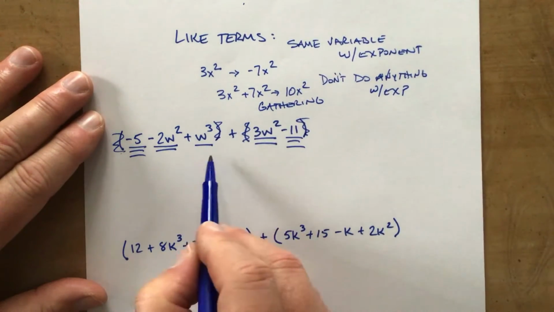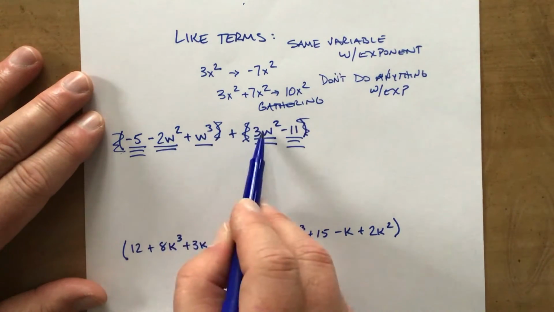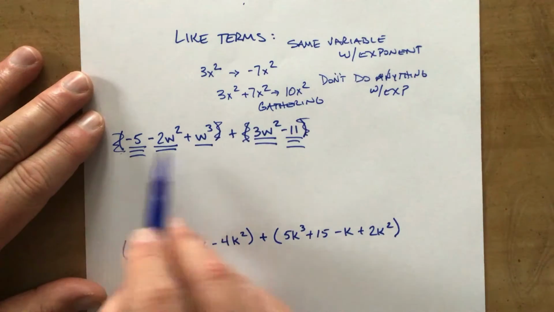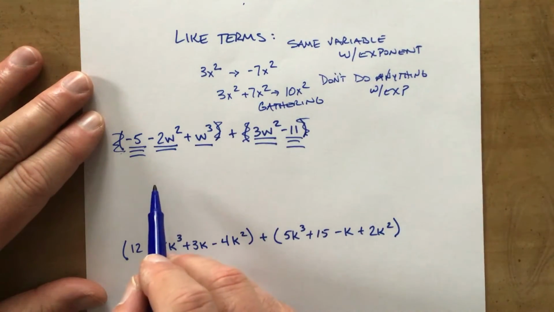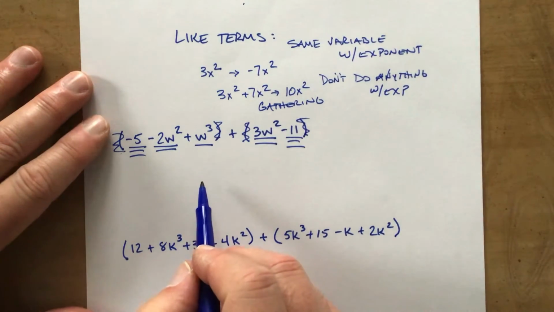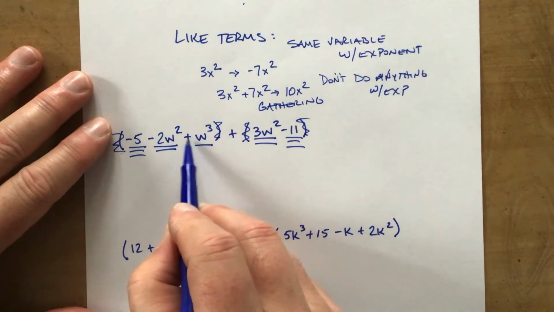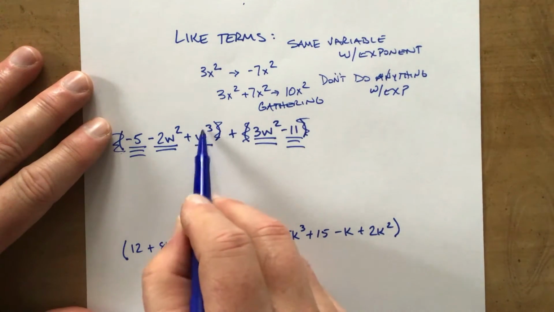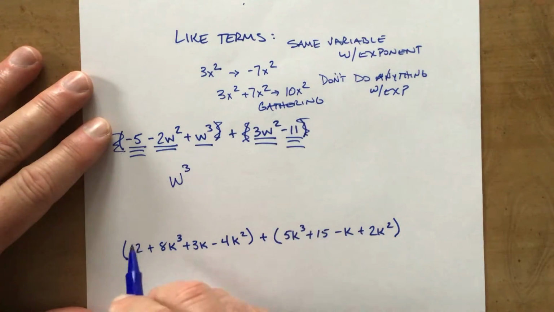That helps me understand that this is going to be my first one. Then I'm going to gather or combine these two, and then I'm going to combine these 3. So my answer could have 3 terms in it, as long as no one falls out. For W to the third, you take the sign that's in front of it. This is plus W cubed, so that's positive W to the third. So we write that down.